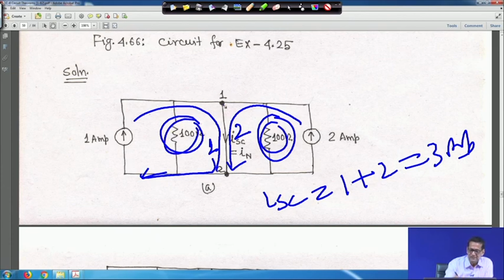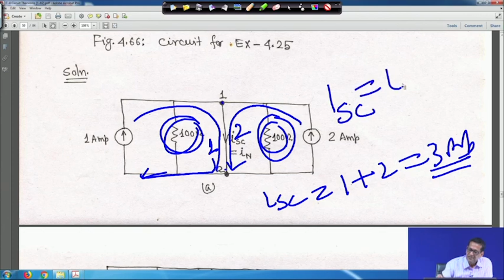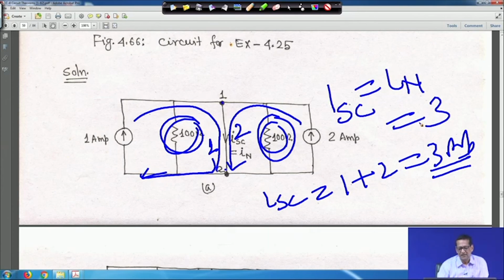So this is shorted. There will be no current in this 100 ohm and no current in this 100 ohm resistance. So all the current, this 2 ampere, takes the short circuit path. So it will be 3 ampere. That means my ISC is equal to I Norton is equal to 3 ampere, right.